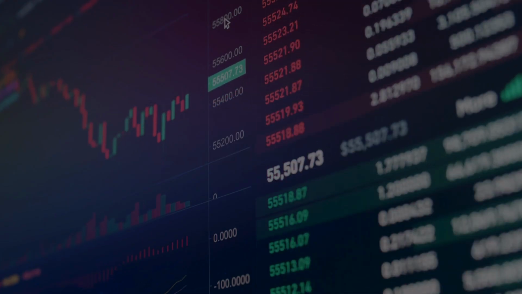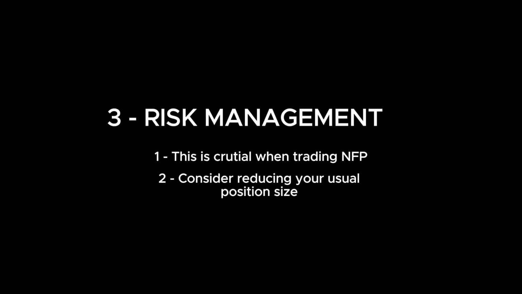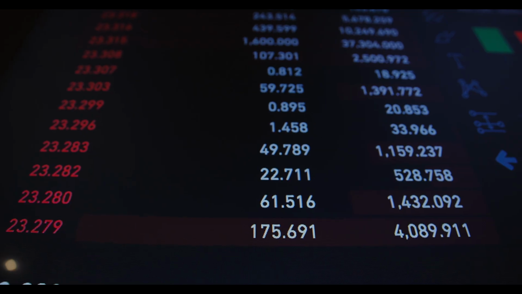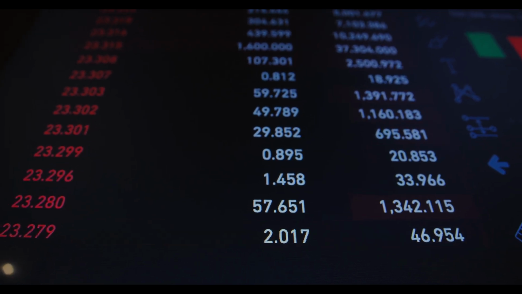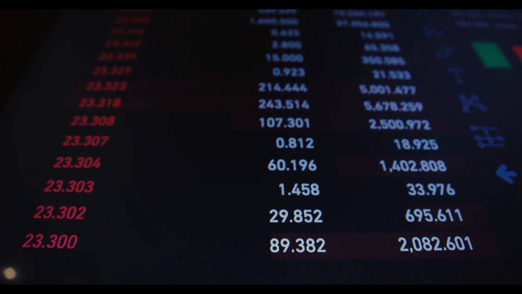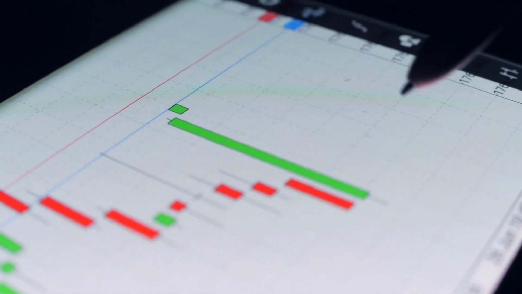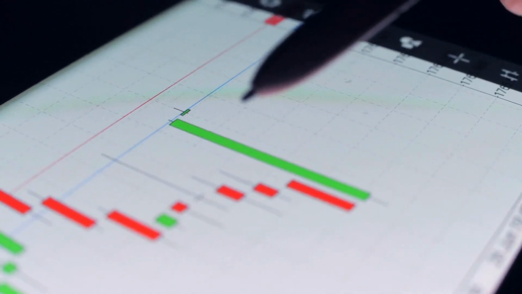Speaking of risk management, this is crucial when trading NFP. The market can be extremely volatile during this time, so never trade without a stop-loss. Also, consider reducing your usual position size to account for the increased risk. Remember, practice makes perfect. If you're new, start by observing how the market reacts to NFP releases. Use demo accounts to test your strategies without risking real money.